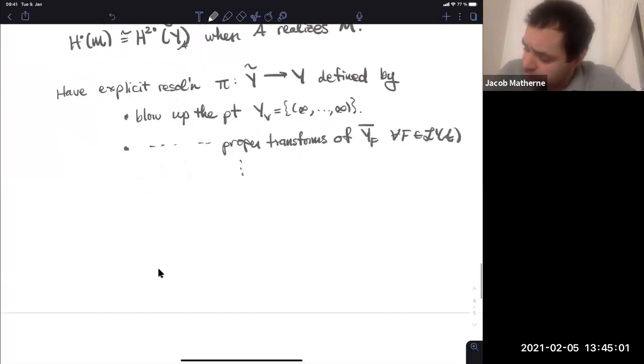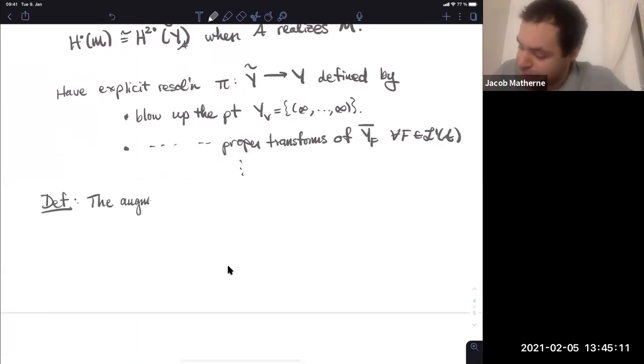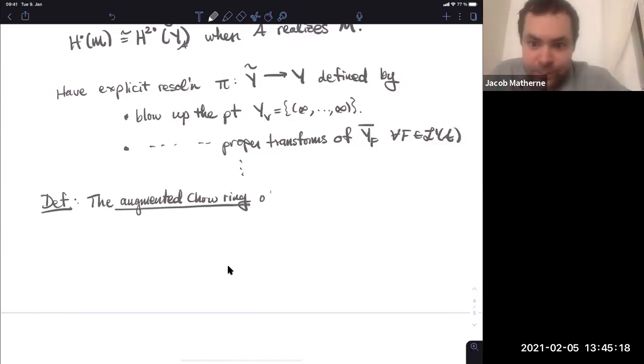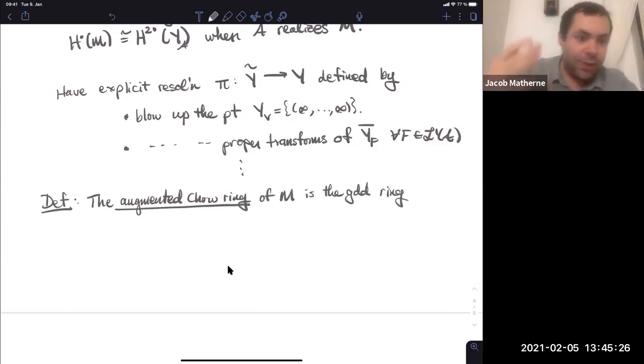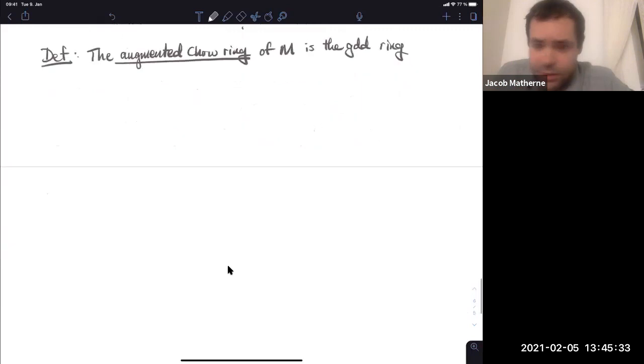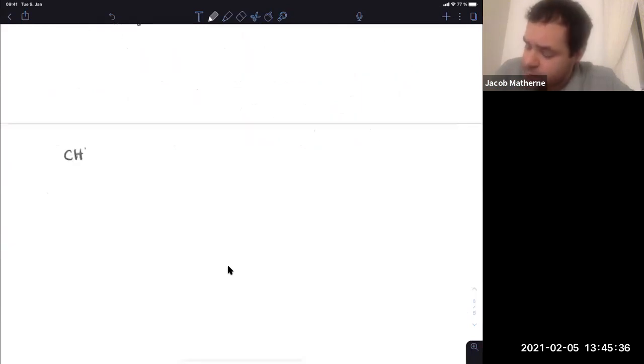So let me tell you a definition. There's this thing called the augmented Chow ring. It's called augmented because there's something already called the Chow ring of a matroid. It's related, but not the same. This is the graded ring. What I'm about to define is going to be the cohomology of this resolution, okay? But it's going to make sense for any matroid. So maybe I'll go down here. It's going to take some space.